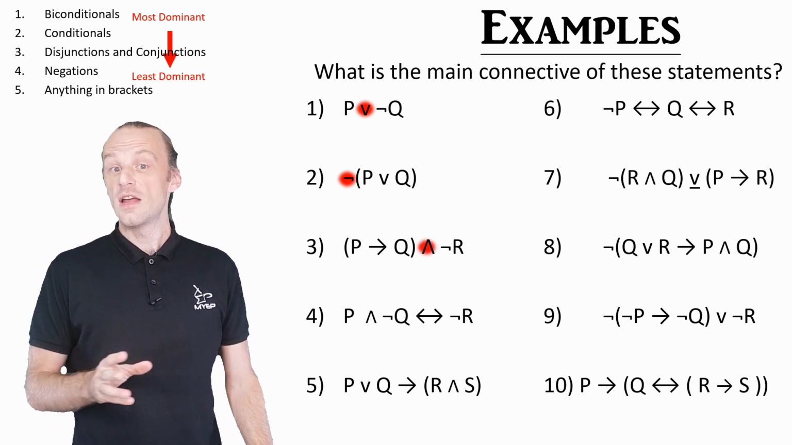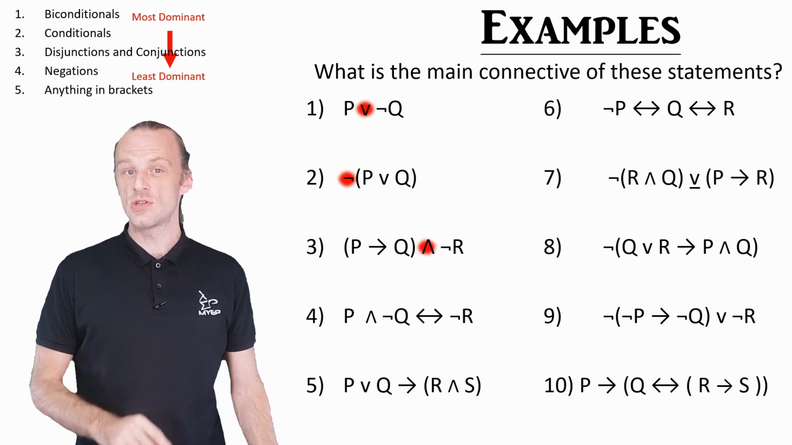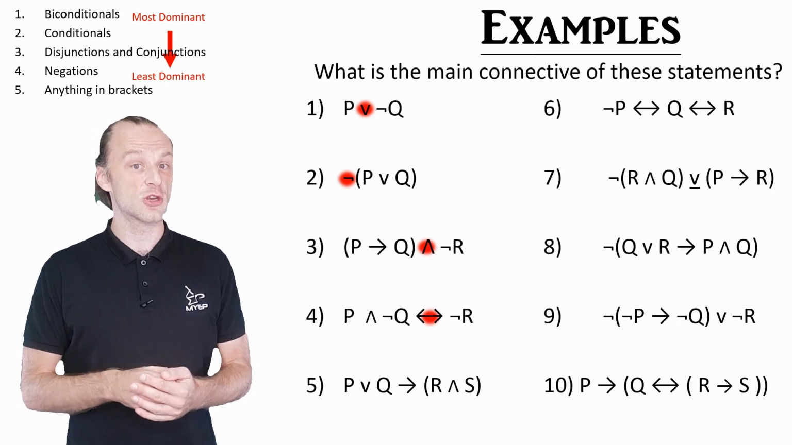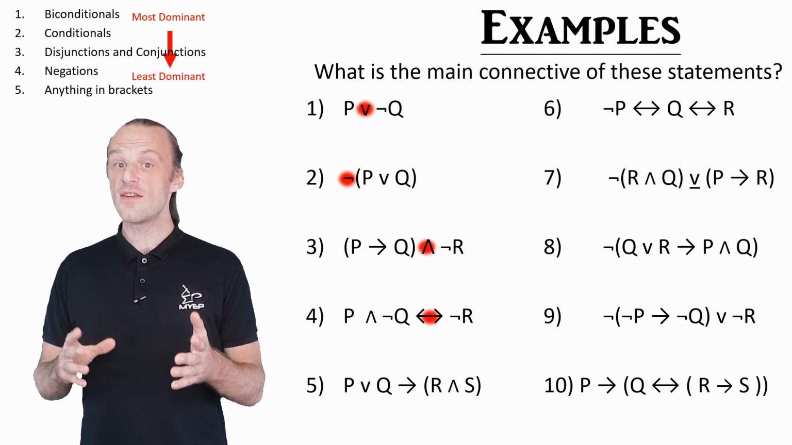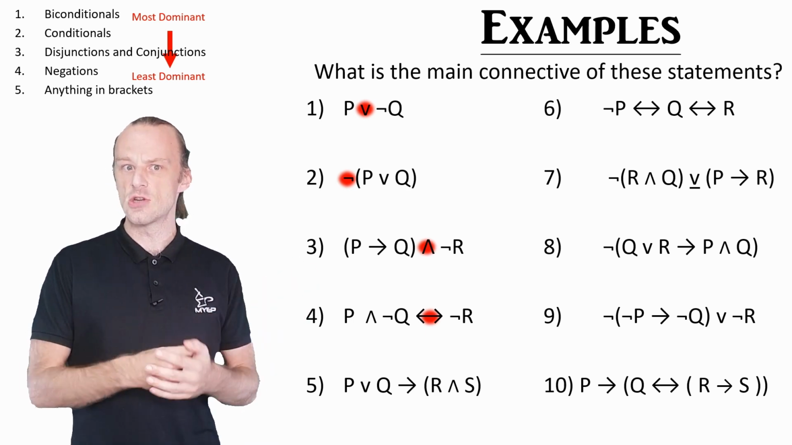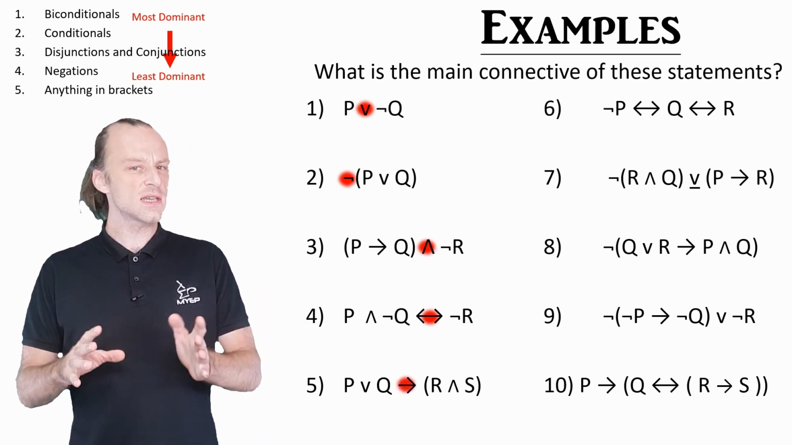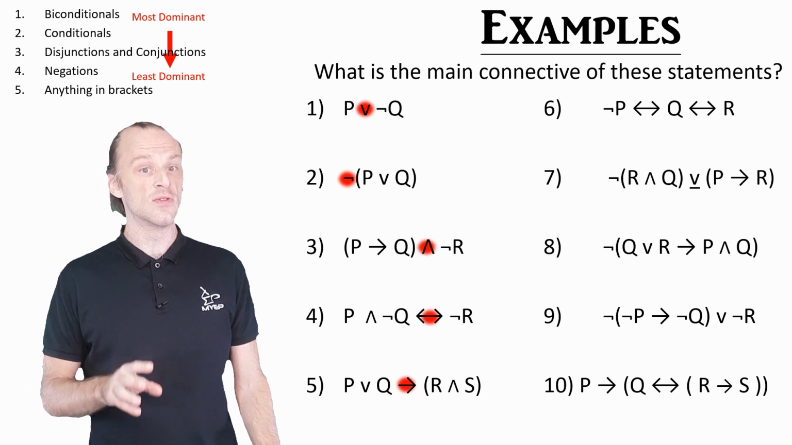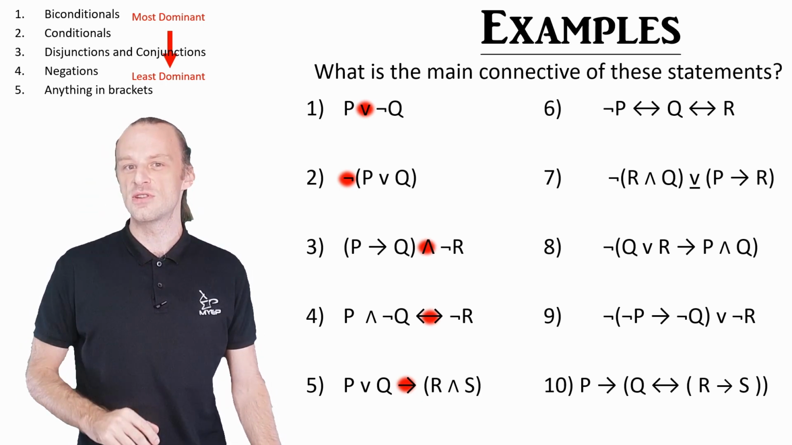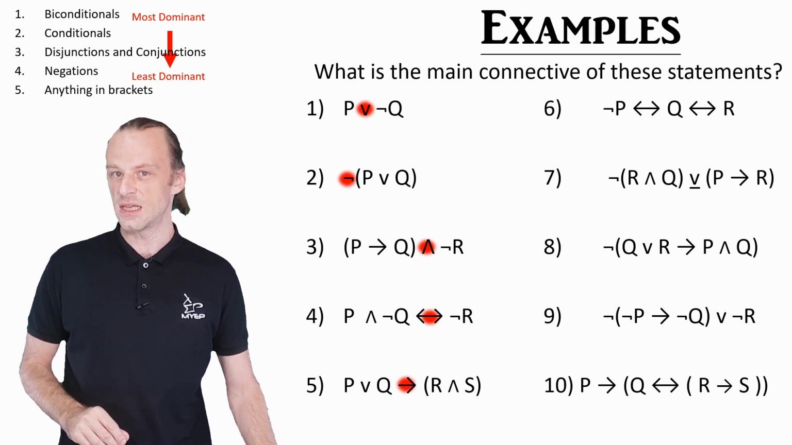In number four, there are no brackets, so the most dominant connective applies. The whole expression is a biconditional. In number five, there is a bracket, but everything inside it is already less dominant than the conditional. This expression would not change if we removed this bracket, but there's no harm in putting it in, especially if it helps you to understand the expression more clearly.